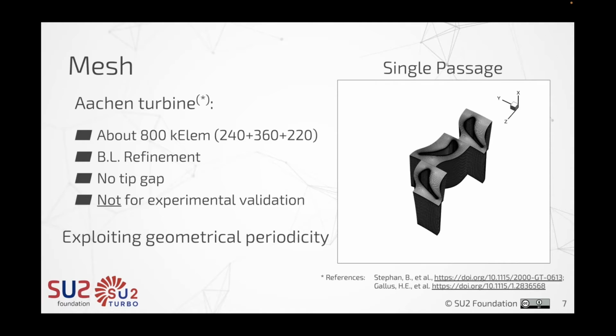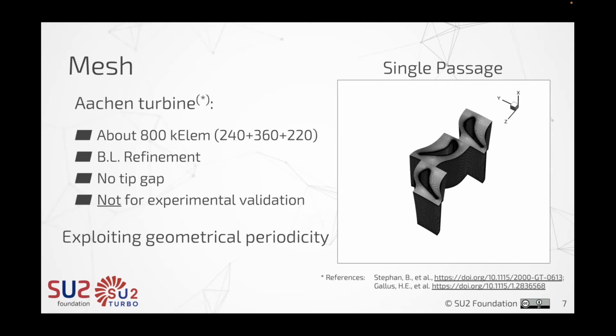So this being said, during the tutorial, we'll be using this mesh here. It was done with TurboGrid. It's a structured mesh, and it features about 800,000 elements in total. So it's a pretty coarse mesh. It has some boundary layer refinement, as you can maybe see a little bit around the blade shape, but it doesn't have a tip gap. Also, y plus is probably not small enough.